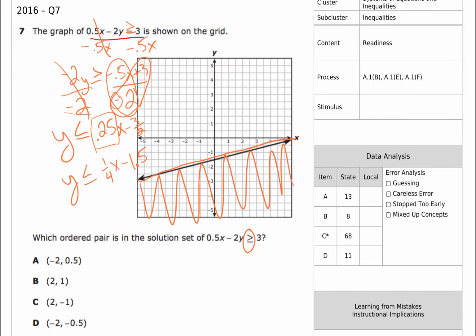So let's check the points. Negative 2.5, negative 2.5, that's not. Positive 2, 1, that's not. Positive 2, negative 1 is on the line. That is okay because it's or equal to. Negative 2, negative 0.5 is not.